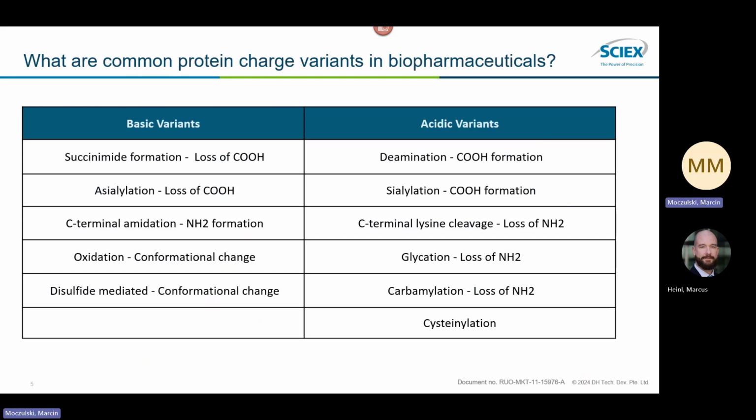This table shows typical modifications which might increase the basic or acidic character of proteins. For example, basic variants arise by loss of carboxylic groups or formation of amine groups, and vice versa. Acidic variants can increase by formation of carboxylic groups or loss of the amine groups of proteins.